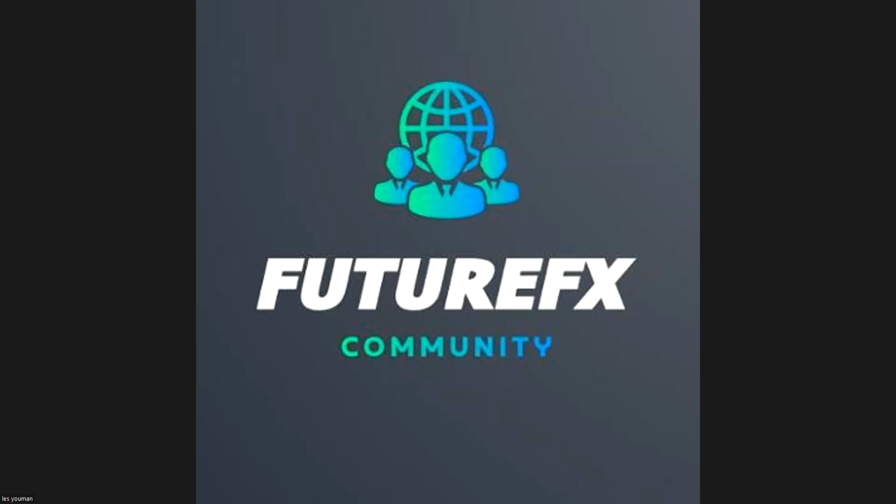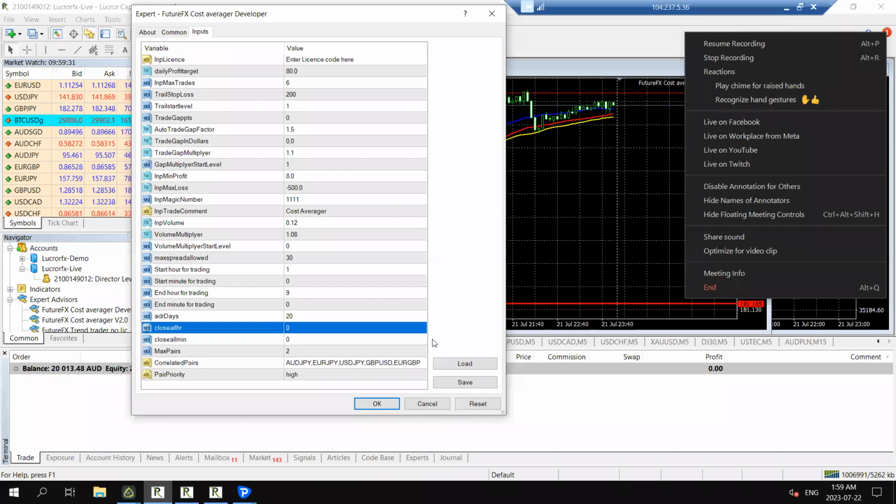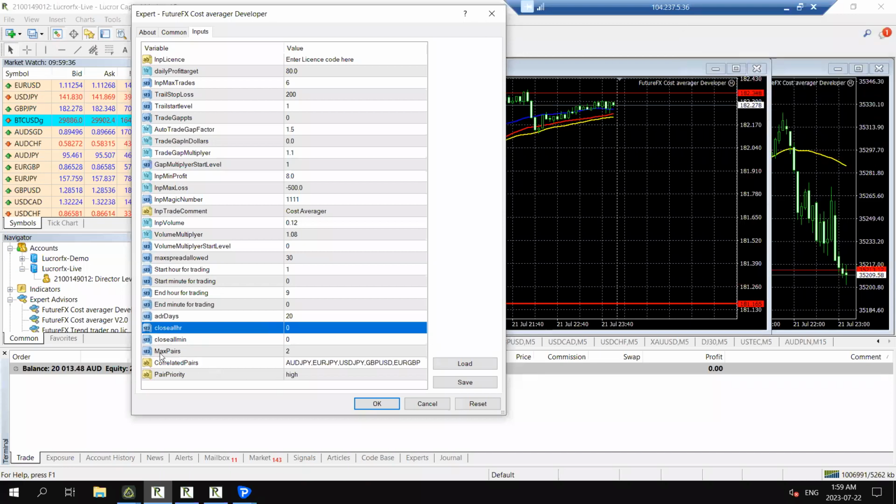Just needing to take you through the latest updates to Cost Averager. And I'll just bring up my screen. What I'm going to go through is the last three settings here, the max pairs, the correlated pairs, and the pair priority, and exactly what they mean.